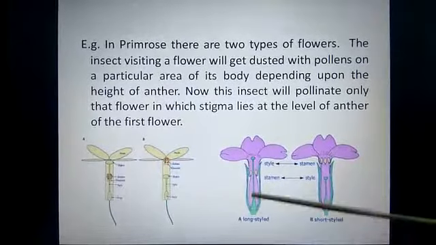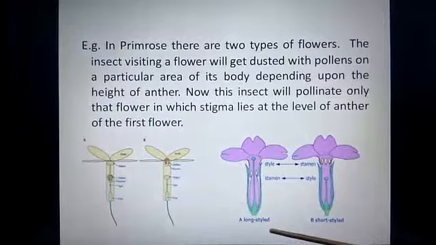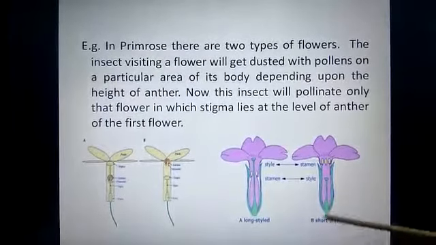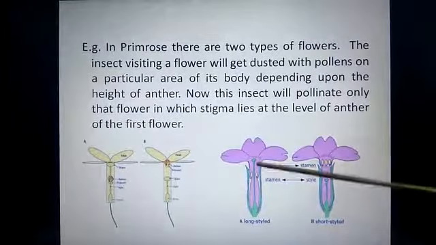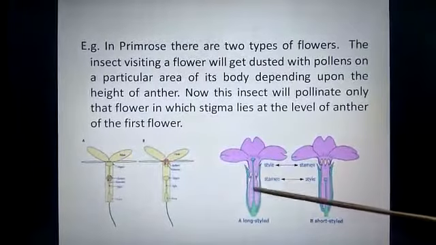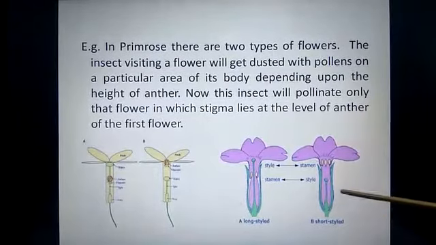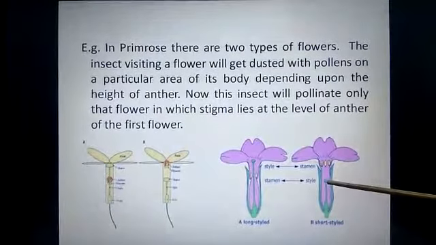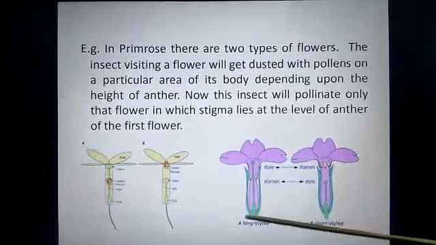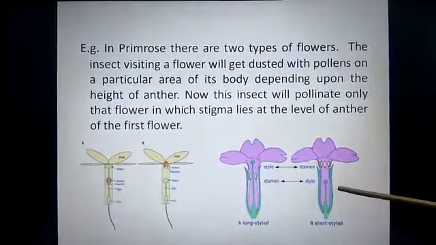One flower having a long style and another flower having a short style. You can see the picture. In the first flower, you can see the pistil has a long style, and in another flower, the pistil has a short style. So these two different flowers are produced by one primrose plant.